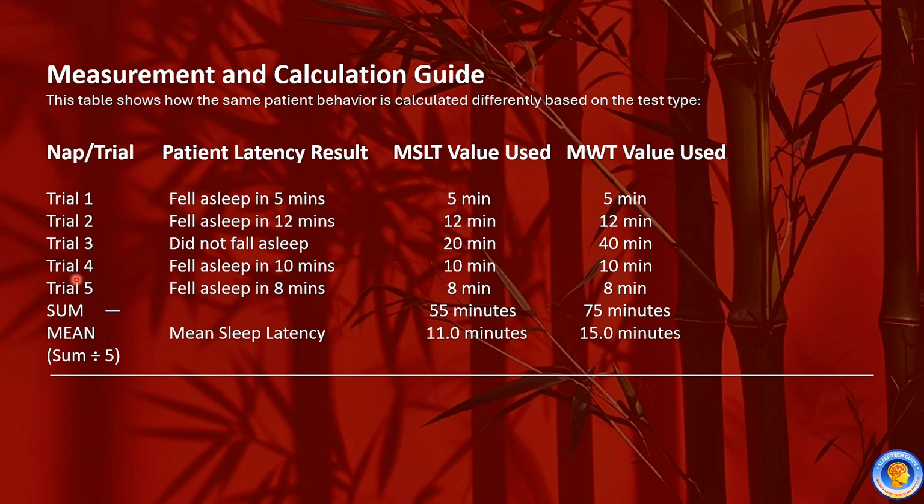In trial 4, sleep occurs at 10 minutes, and in trial 5, both values remain the same in MSLT and MWT, 8 minutes. Okay, when we calculate the total latency, MSLT gives 55 minutes and MWT gives 75 minutes. So the mean latencies become 11 minutes in MSLT and 15 minutes in MWT.